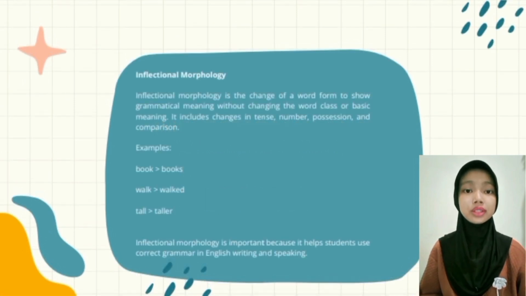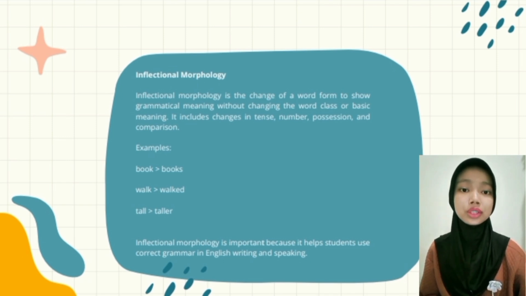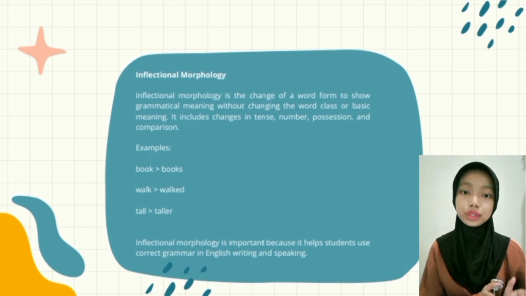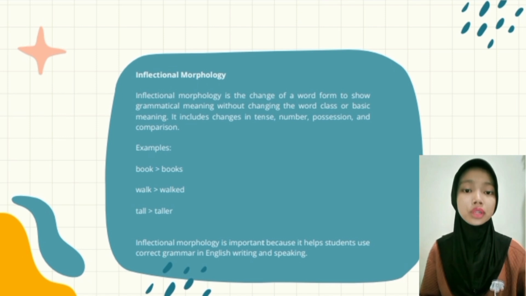Okay, the third one is inflectional and derivational morphology. Inflectional morphology is the change of a word form to show grammatical meaning without changing the word class or basic meaning. It includes change in tense, number, possession, and comparison. For example, book to books, walk to walked, tall to taller. Inflectional morphology is important because it helps students use correct grammar in English writing and speaking.